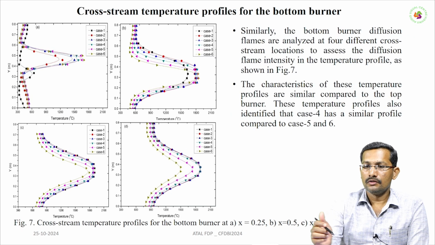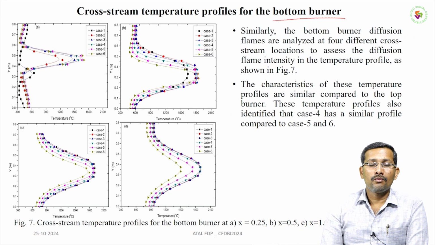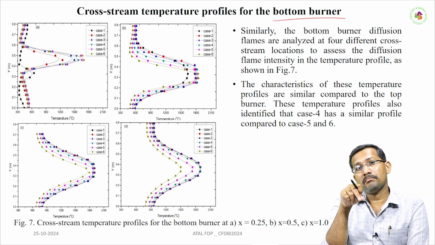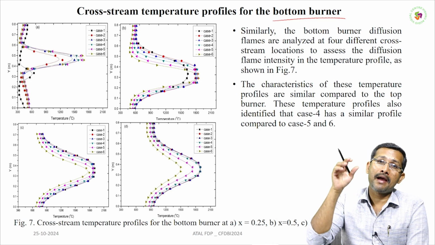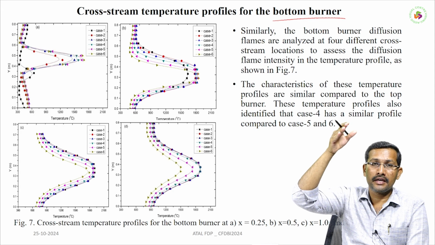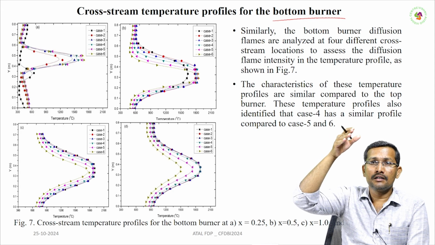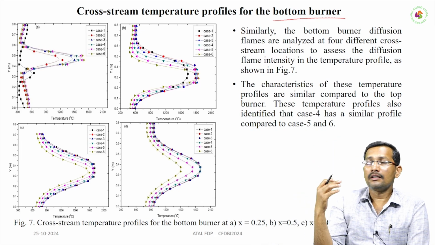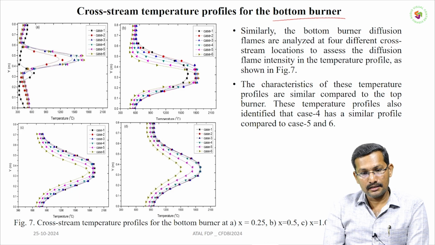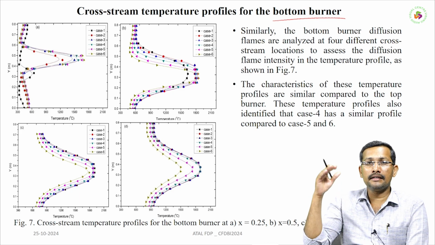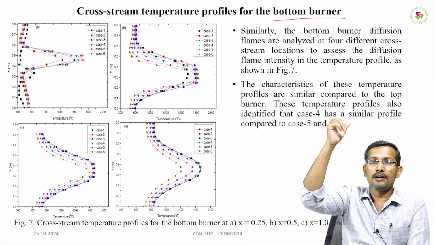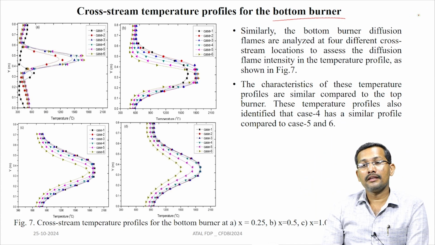This is the bottom burner temperature profile. Why do we need to see all these temperature profiles? Because we are identifying the case which has lesser fuel consumption but equivalently produces the same result. In cases 1 and 2, we are not sending any preheated air. We are directly taking more fuel and getting the required temperature. In the other cases, we are using preheated air and less fuel, yet we still need to achieve the temperatures obtained in cases 1 and 2.